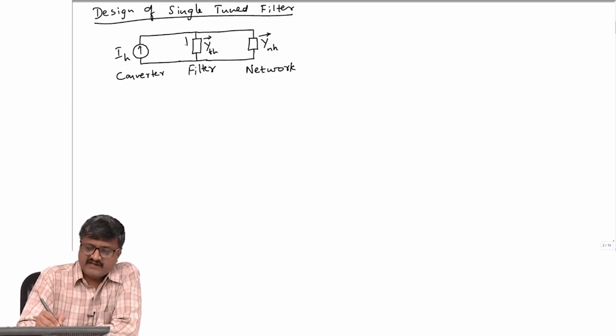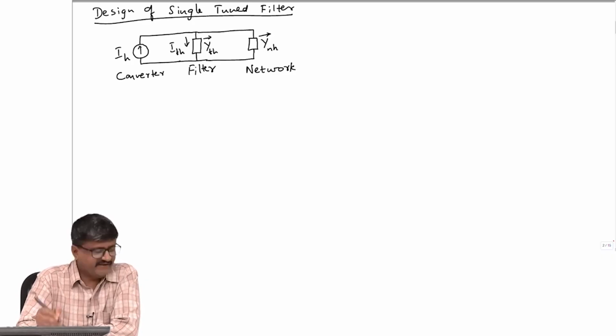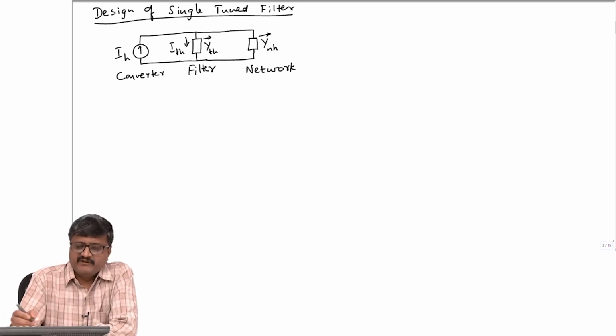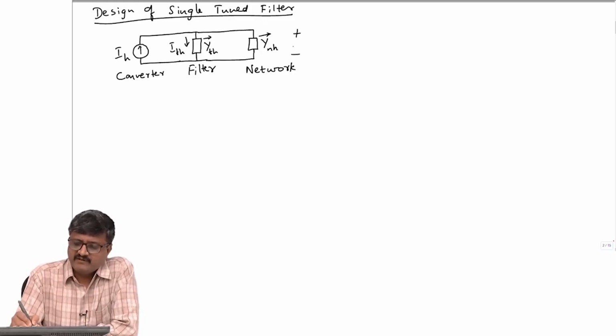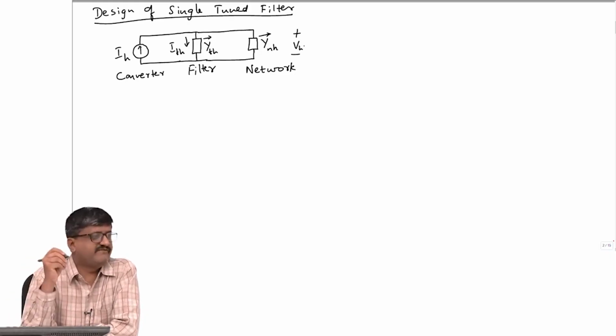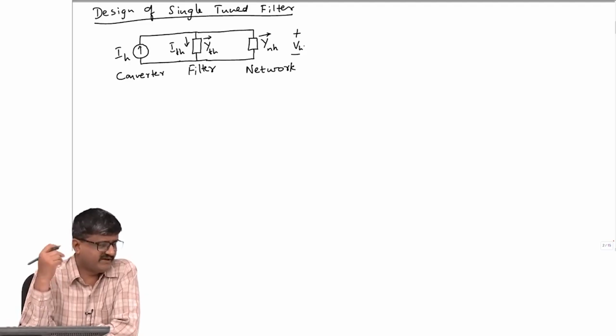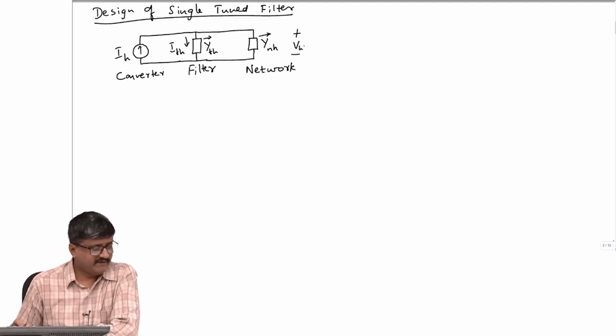So, the current that actually flows through the filter has a magnitude, say IFH, and the voltage across the converter or filter or network at the harmonic frequency has a magnitude, say VH. By magnitude I mean the RMS value. Okay.